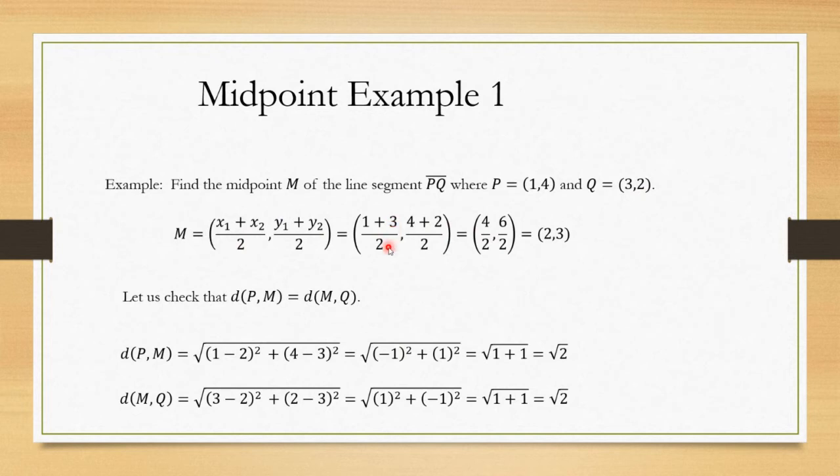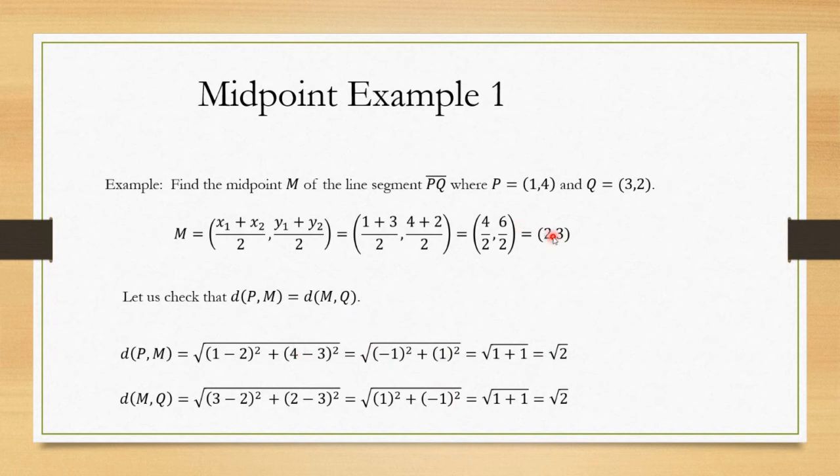And just for practice using the distance formula, let's do this. Take the distance from P to M. We have 1 minus 2, subtract the x coordinates and square that difference. Subtract the y coordinates and square that difference. We add up those squares and then take the square root. So we get negative 1 squared plus 1 squared, and the square root of that sum is the square root of 2.